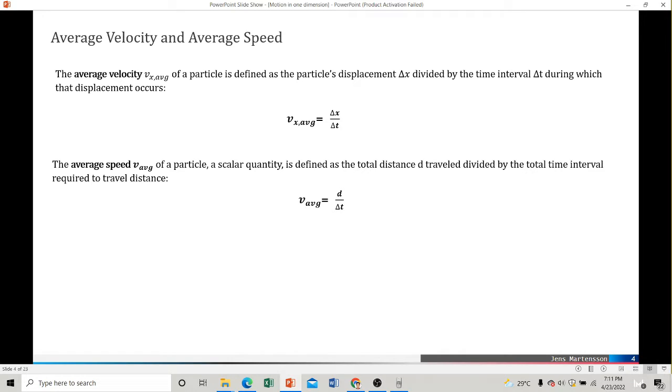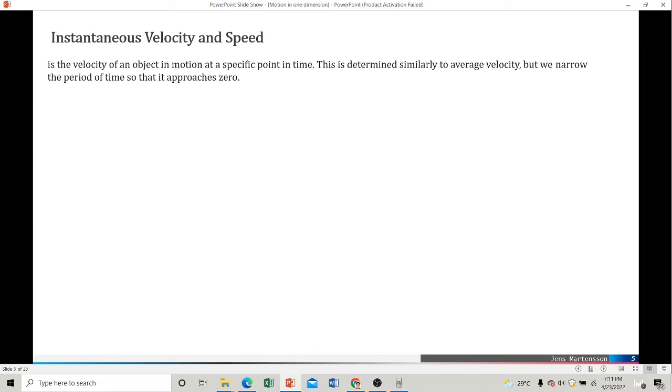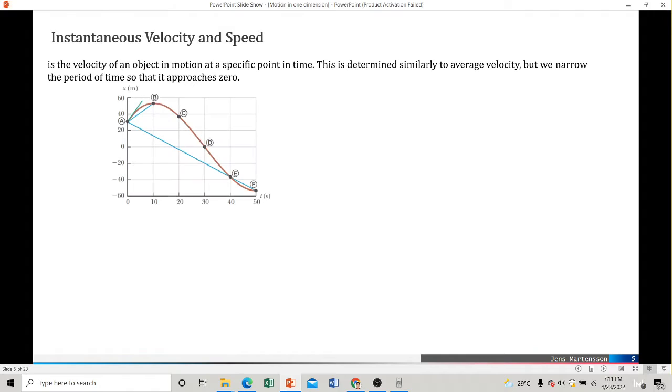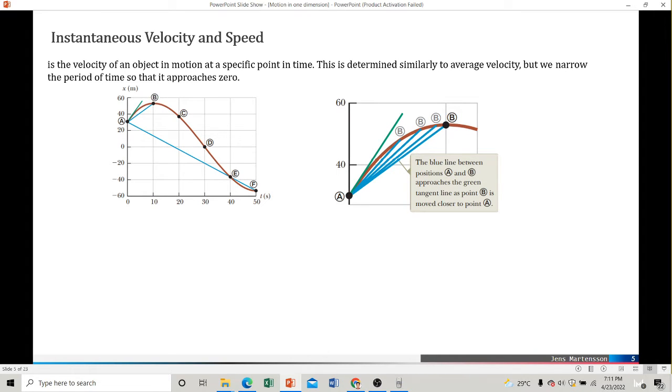So let us move to instantaneous velocity and speed. So instantaneous velocity of an object in motion at a specific point in time is determined similarly to average velocity, but we narrow the period of time so that it approaches zero.